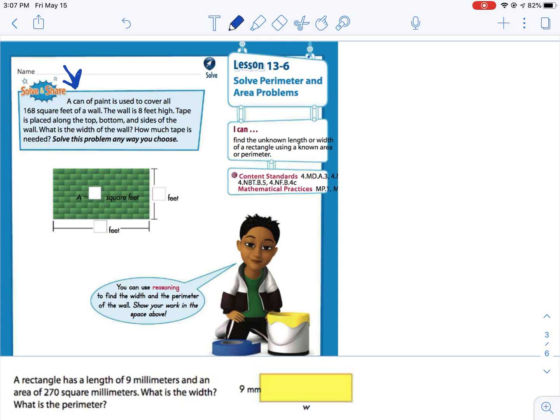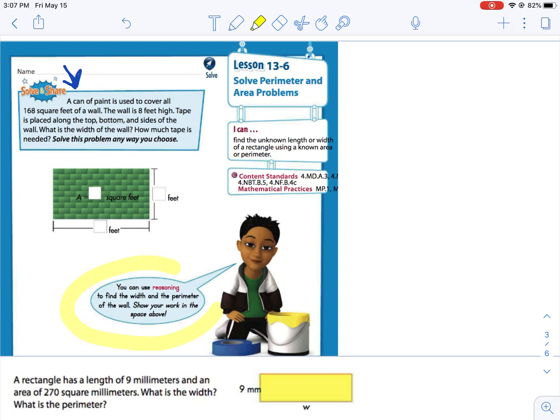And it says a can of paint is used to cover all 168 square feet of a wall. The wall is 8 feet high. Tape is placed along the top, bottom, and sides of the wall. What is the width of the wall and how much tape is needed? Solve this problem any way you choose.